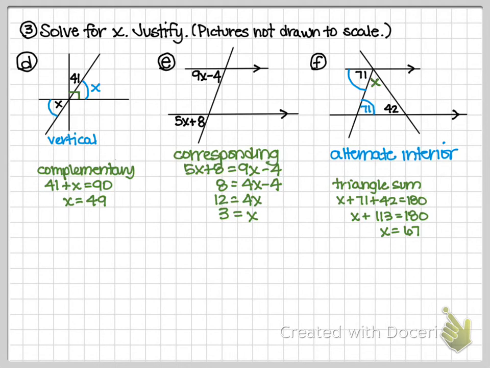And then with F, I decided I wanted to use triangle sum. So I took the 71 on the outside, and I used alternate interior angles to move the 71 to the inside. Then if you take a look at that triangle, I've got the x, the 71, and the 42. Go ahead and add those 3 up together and get 180 degrees.